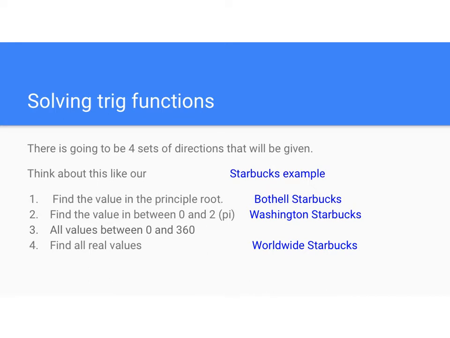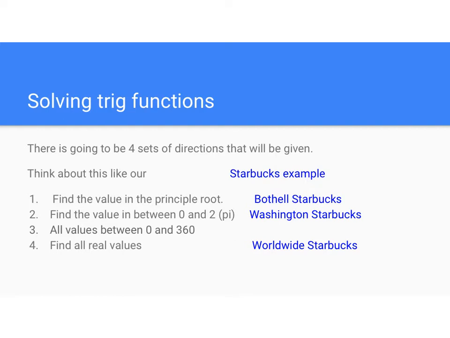As we start to solve, there are going to be 4 different sets of directions given. It's really important you pay attention to the rules. Remember, all in the back of your mind, you're going to be thinking about our Starbucks example. If you're looking for the value of the principal root, that's kind of like our Bothell Starbucks. We're looking for one particular answer.